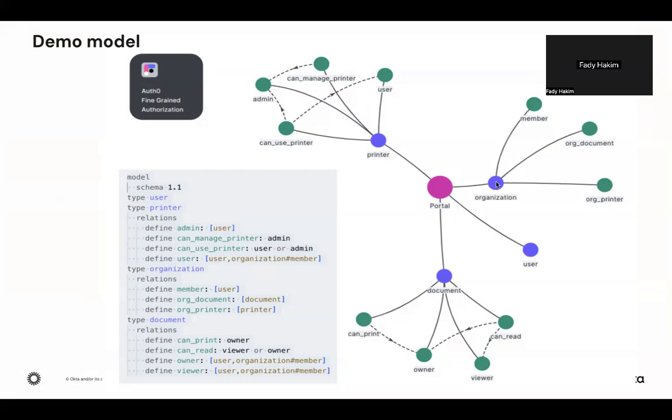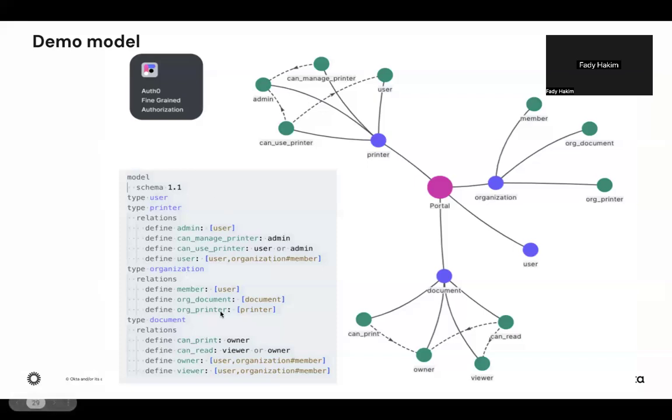So under an organization, you can have multiple org printers and multiple printers. In the printer object, which is referred to here under organization, you have users and admins. A user can use printers, but an admin can use printers and can manage printers. Okay, so this is how you start defining the objects and the relationships you want, and you start building it.